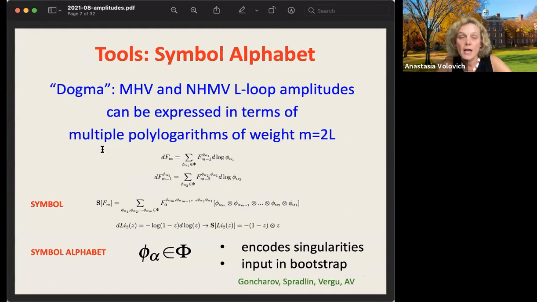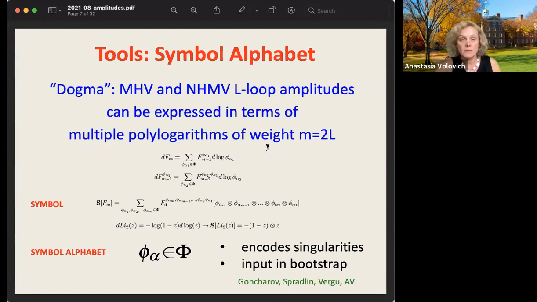The MHV and NMHV L-loop amplitudes can be expressed in terms of multipolylogs of weight twice the loop number. Of course, at higher points, for example at 10 points N^3MHV, you have elliptics. There'll be several talks at this conference on that. For the amplitudes that I'm looking at, we'll be restricting our attention to only multipolylogs.